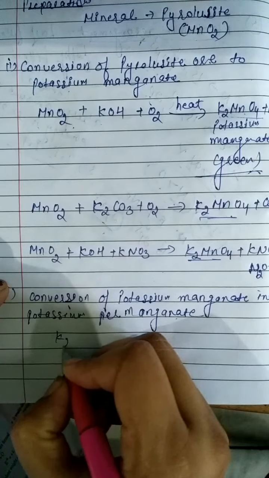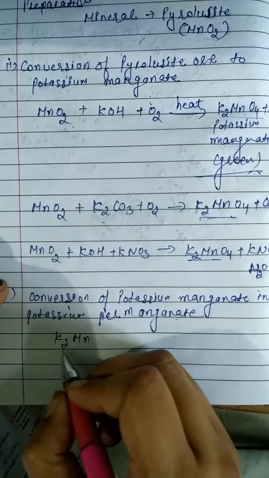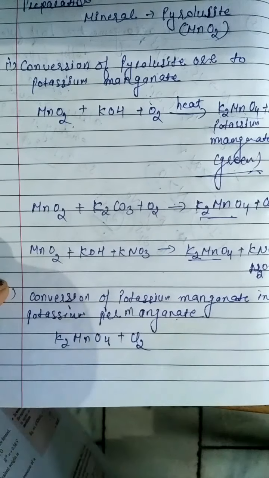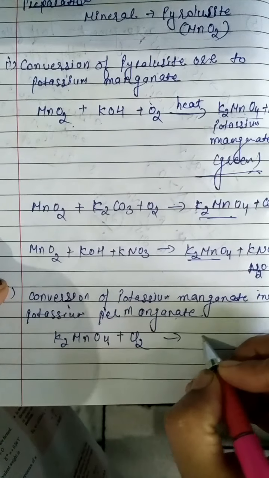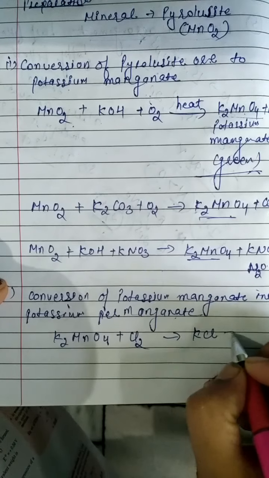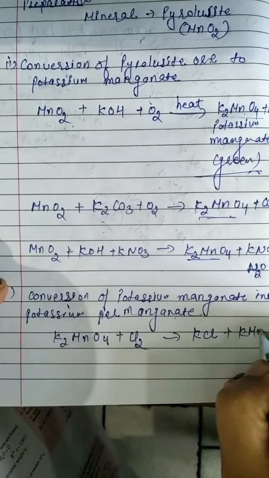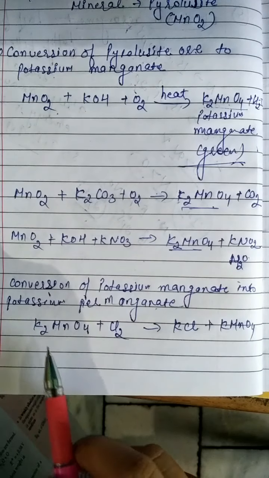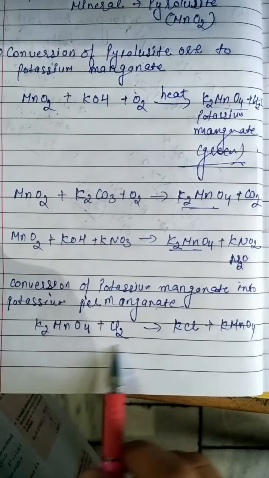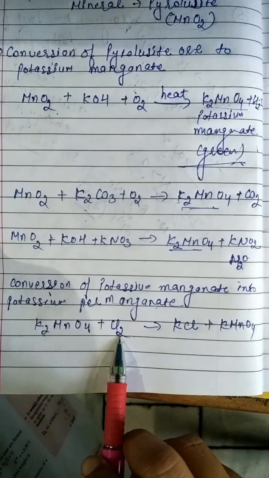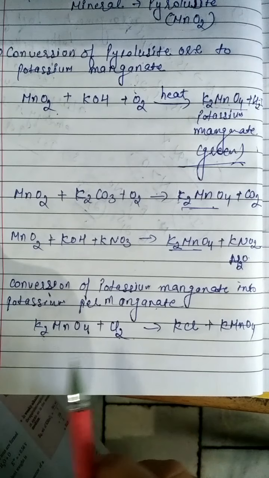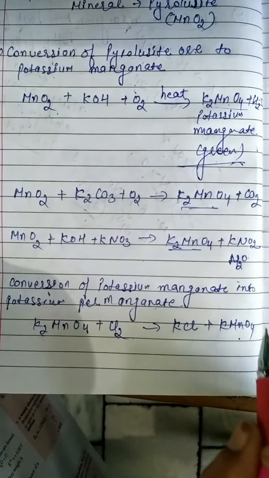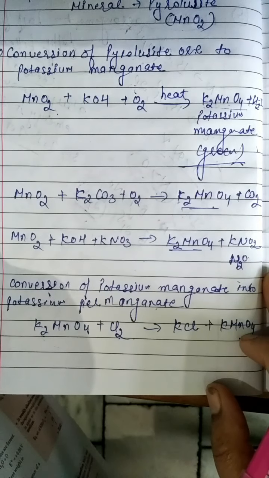In this, firstly we prepare the potassium manganate, K2MnO4, which is reacted with chlorine. Then it gives KCl plus KMnO4. The potassium manganate is reacted with chlorine and forms potassium permanganate. You have to balance each and every equation in this. Clear?